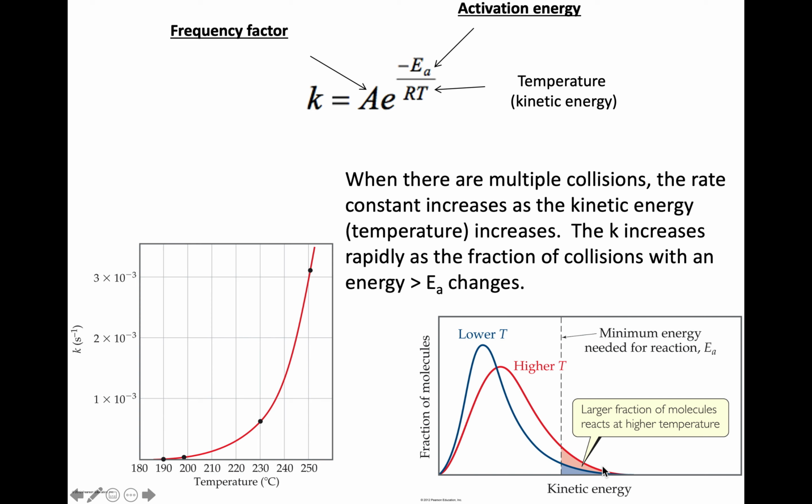notice how the profile shifts. By shifting that, we can have more of the particles that are above the energy of activation threshold. Here we see on the left-hand side how changing the temperature changes the rate constant. Increasing the temperature is going to increase the rate constant, small k.